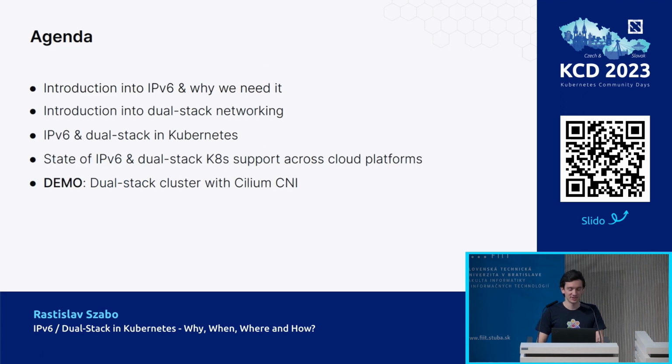So what's today's agenda? I would like to start with some introduction of IPv6 and why we need it. Then I would introduce DualStack networking. I'll show you how IPv6 and DualStack work in Kubernetes and how it can be enabled. And at the end of my presentation, I would go through some of the most common cloud platforms and talk about IPv6 and DualStack support across the cloud providers. And if we still have time, we can do a very short demo of DualStack with Cilium CNI.